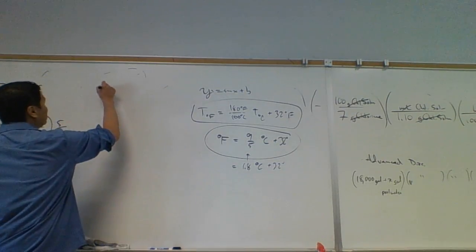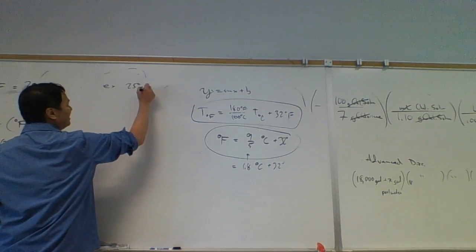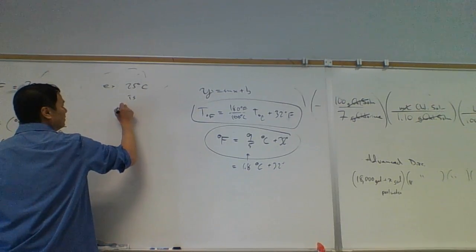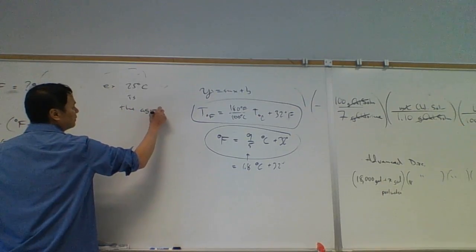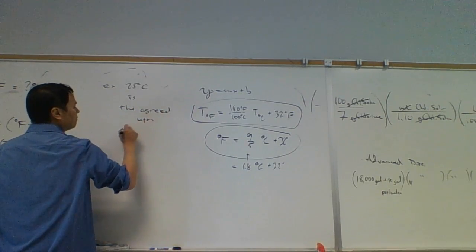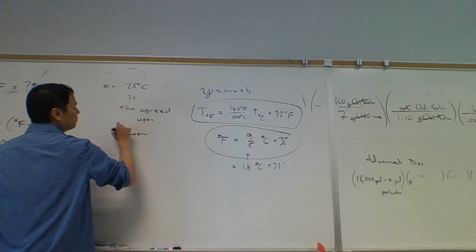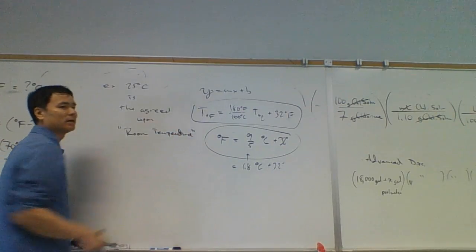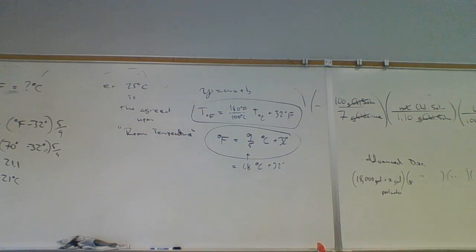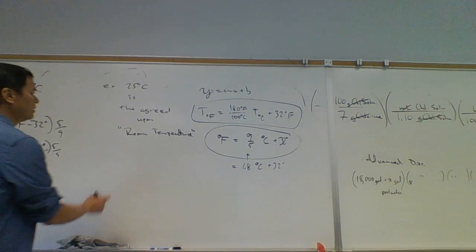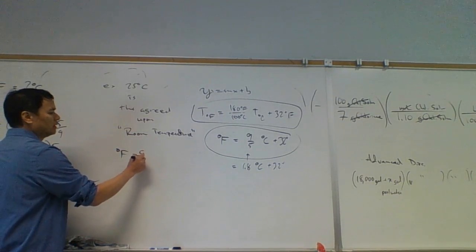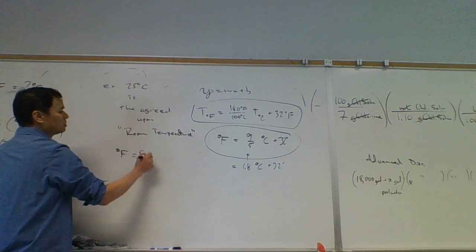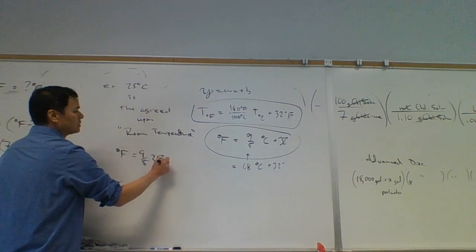Let's do one more calculation. 25 degrees C is the agreed upon room temperature. So a lot of people say, if you were going to pick a room temperature, you can pick 25 degrees C. That's the standard room temperature. How warm is that? Let's figure it out in degrees Fahrenheit. Degrees Fahrenheit is going to be 9/5 degrees C, which would be 25 degrees, plus 32 degrees.